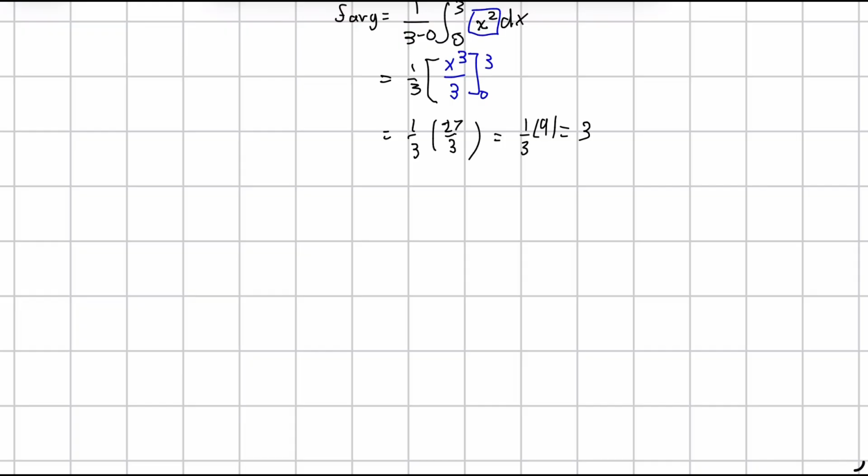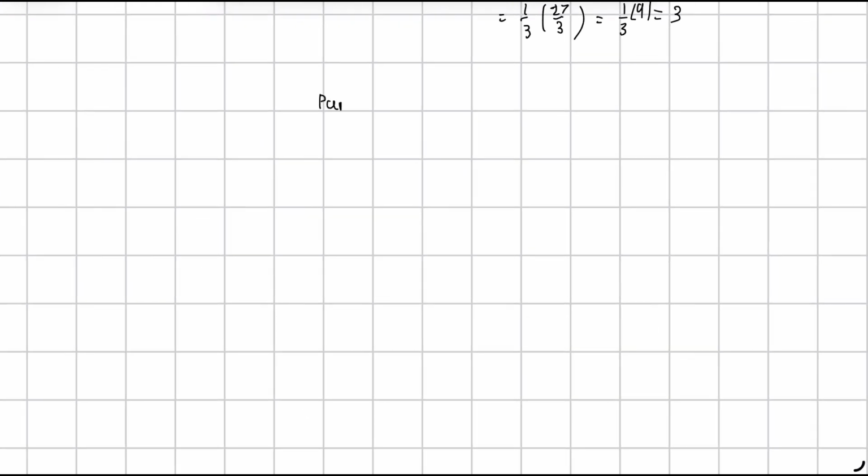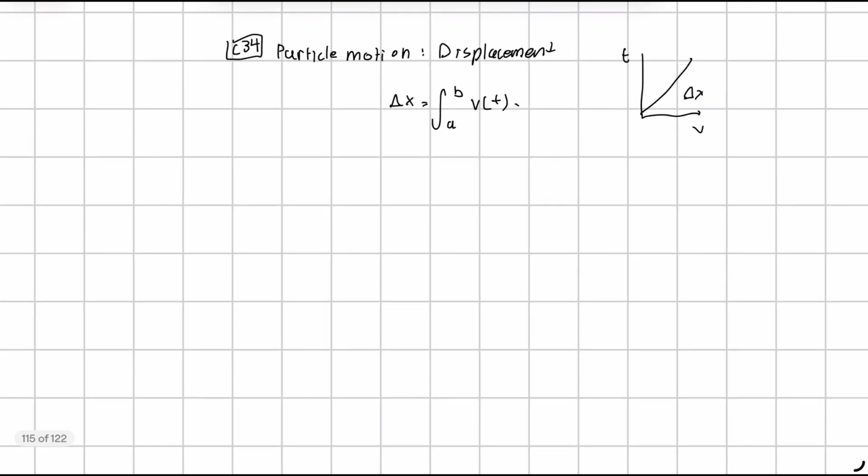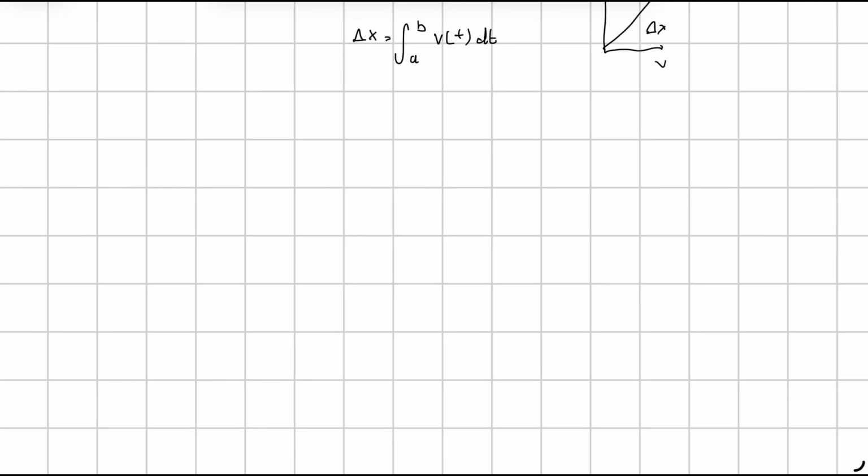So what if we have particle motion and displacement? Particle motion deals with the physics aspects of things. We have displacement. This is case 34, and basically we need to know that our displacement, delta x, is equal to the area underneath the velocity function. So if you have your velocity versus time graph here, this is going to be delta x underneath your graph. You should know that from physics if you've taken it, maybe Physics 1 or Physics C.